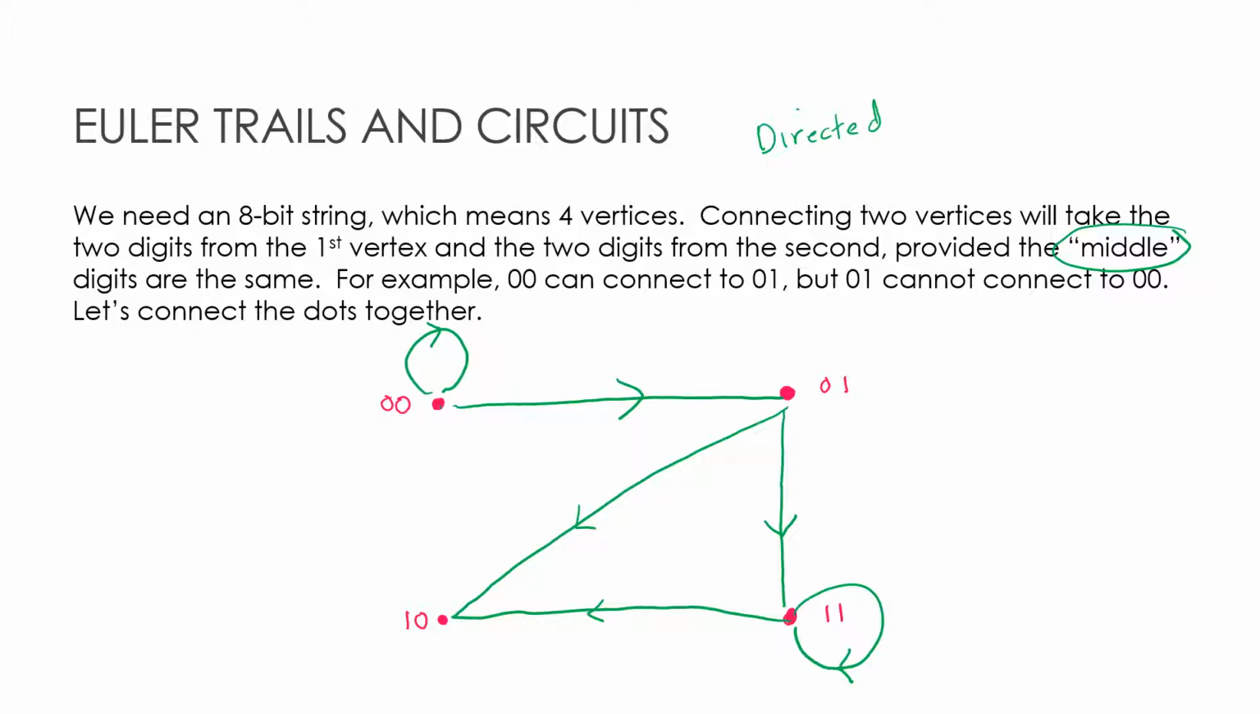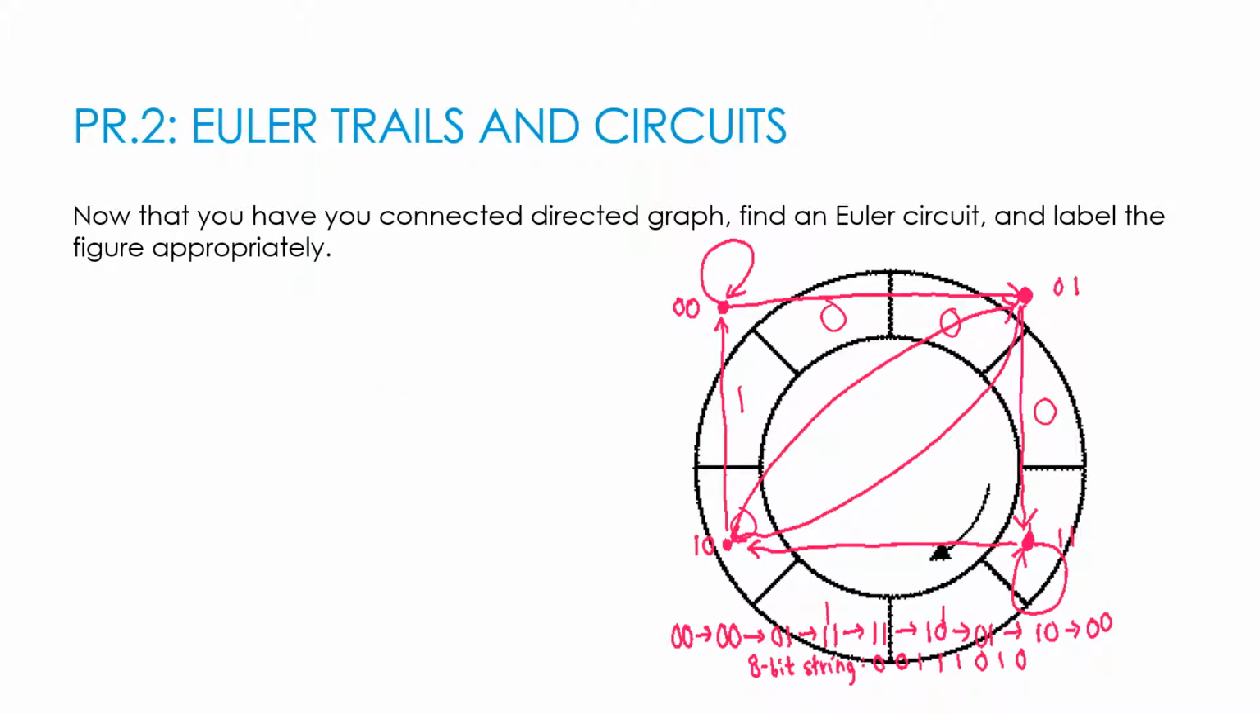Lastly, looking at 1,0, it's ending in a 0, so anything that begins in a 0, like 0,0 or 0,1, I can connect to, but I can't connect to itself because it begins with a 1. So here is now my directed graph, and the question at this point will be, from this directed graph, based on what we know about an Euler circuit, can I come up with an Euler circuit? And that is what I'm going to leave you to do.